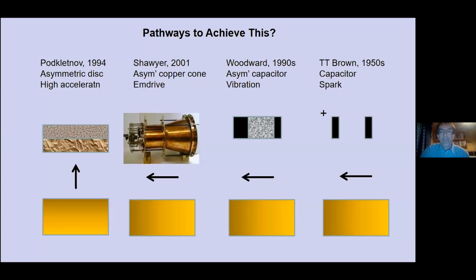Okay, so there might be several ways to do this, and I think a lot of effects like this have been seen over the years. So, for example, there was the Propellant disk from 1994. What he had was an asymmetric disk with a very high acceleration, spin acceleration. And the interesting thing for me was that he had a disk with a very small, very fine crystal structure on top and a coarser crystal structure on the bottom.